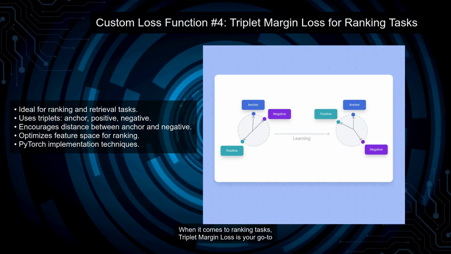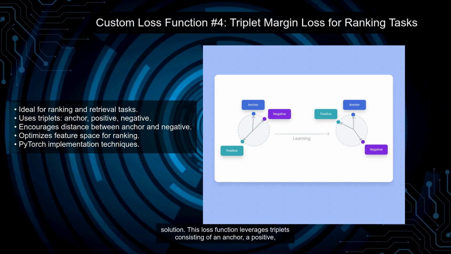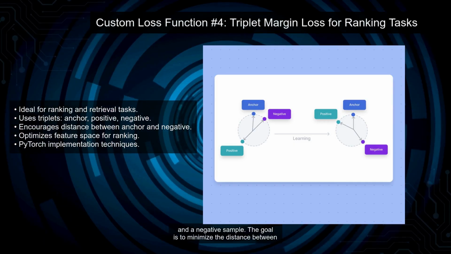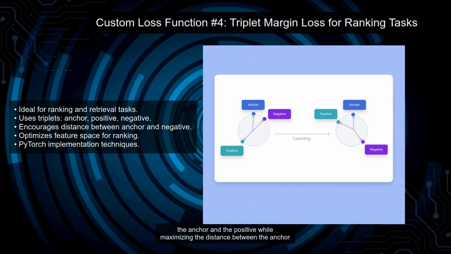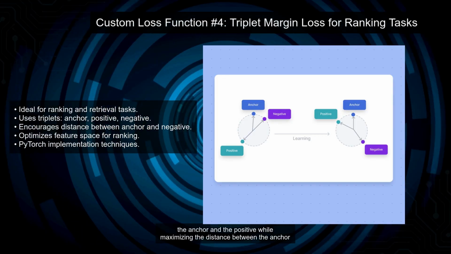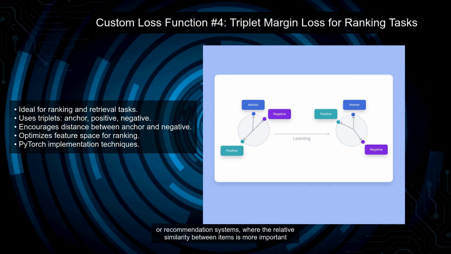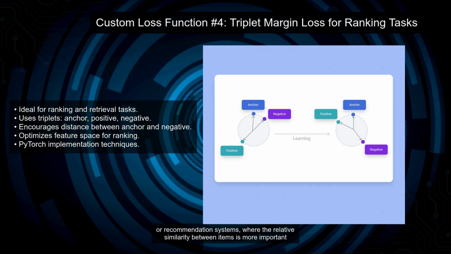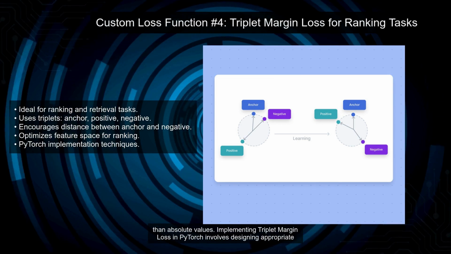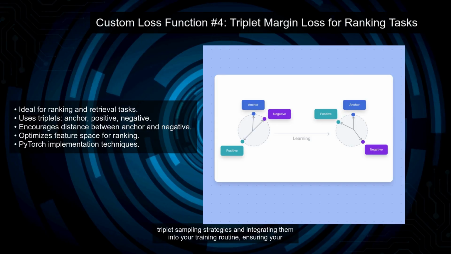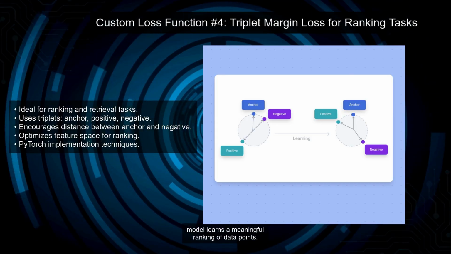When it comes to ranking tasks, triplet margin loss is your go-to solution. This loss function leverages triplets consisting of an anchor, a positive, and a negative sample. The goal is to minimize the distance between the anchor and the positive while maximizing the distance between the anchor and the negative. This is particularly useful in applications like image retrieval or recommendation systems, where the relative similarity between items is more important than absolute values. Implementing triplet margin loss in PyTorch involves designing appropriate triplet sampling strategies and integrating them into your training routine, ensuring your model learns a meaningful ranking of data points.